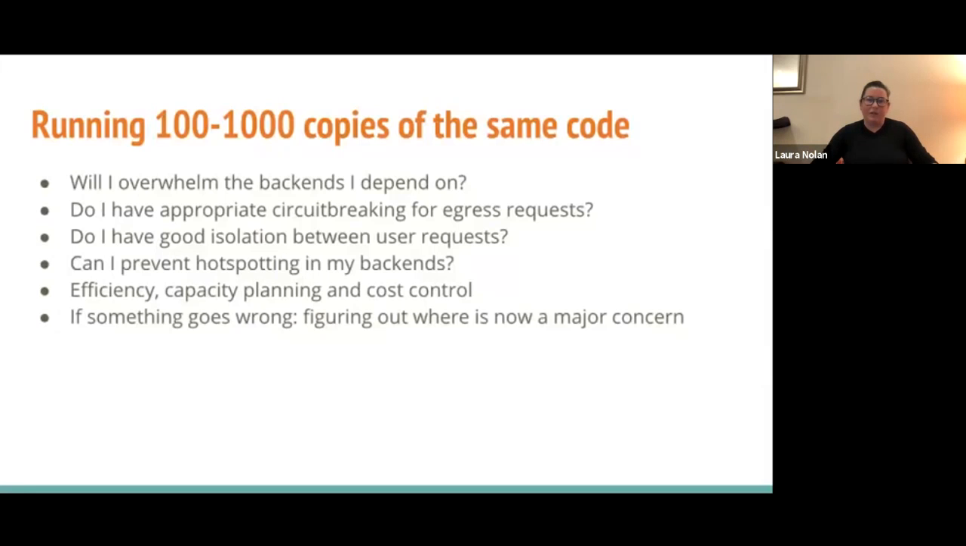Where things also start to get interesting is if something goes wrong. You can't really just SSH into a random instance anymore because it might be fine. You need significantly better visibility into what your system is doing, where the load is, where errors are, where saturation is. This starts to become very important.